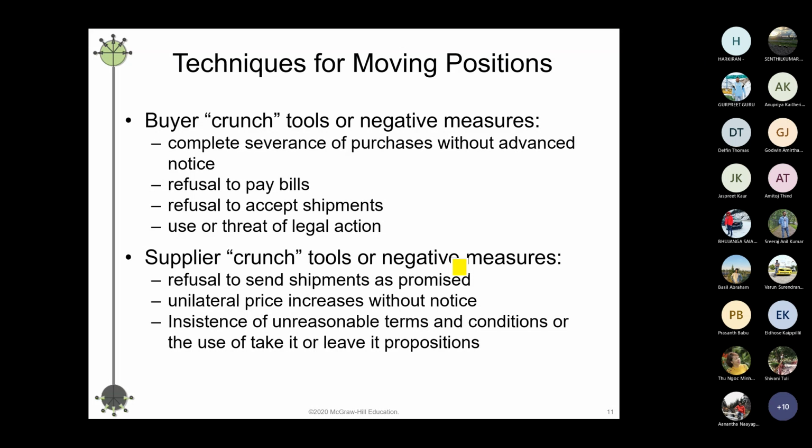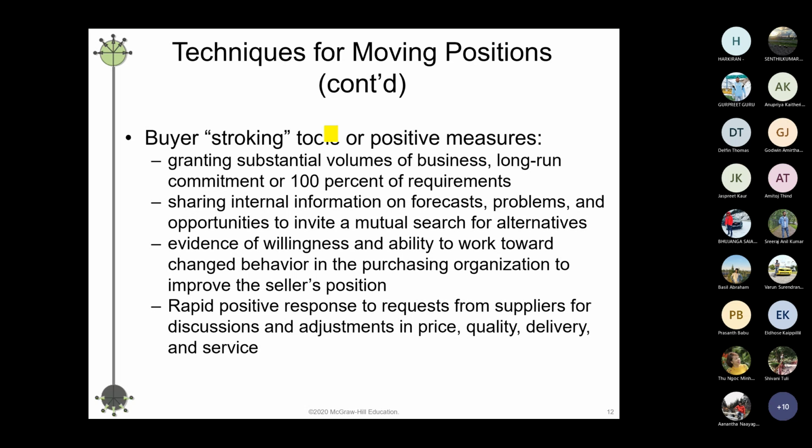Okay, the next 3 slides are absolutely important because they talk about how each of them, buyers and suppliers, can create a negative signal to each other so that they destroy the satisfaction of each other. So this slide is very important. And then, how can they show some positive signals?